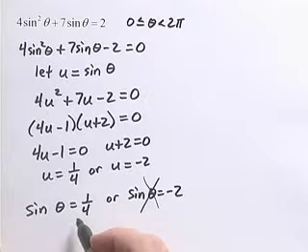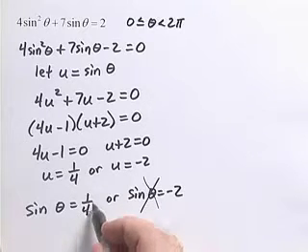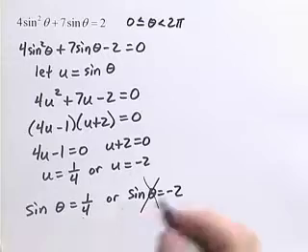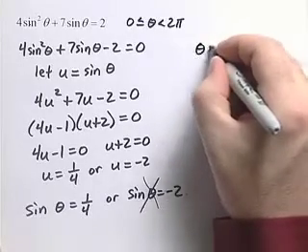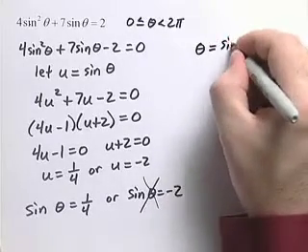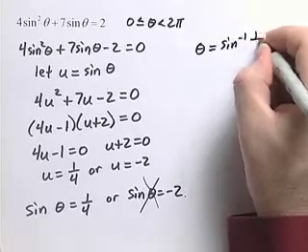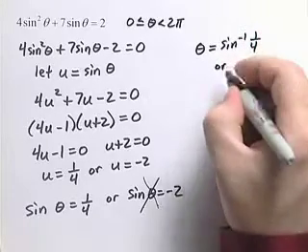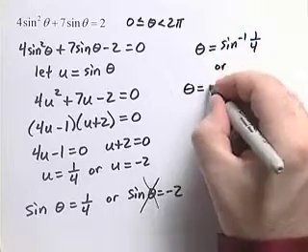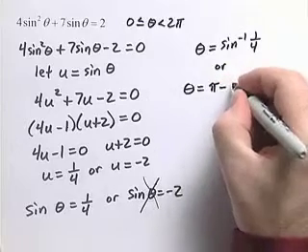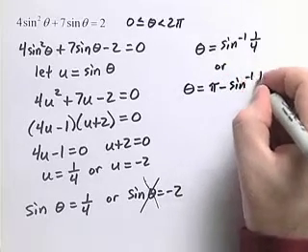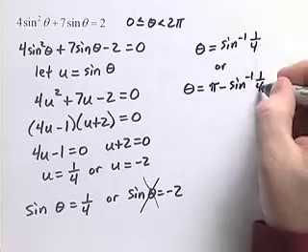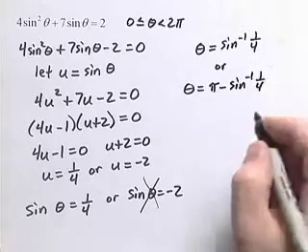The sine of theta will equal 1/4 in the first and second quadrants. That's where sine is positive. And so we'll get that theta is equal to sine inverse of 1/4, or theta is equal to pi minus sine inverse of 1/4. So we get our angle in quadrant 1 and in quadrant 2.